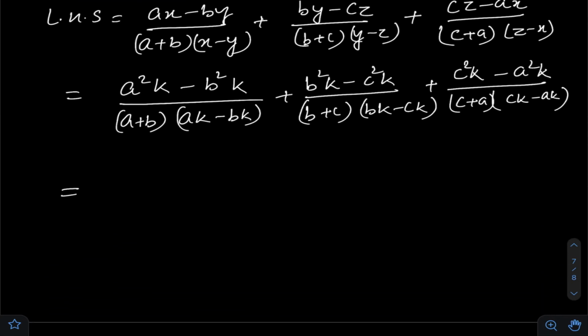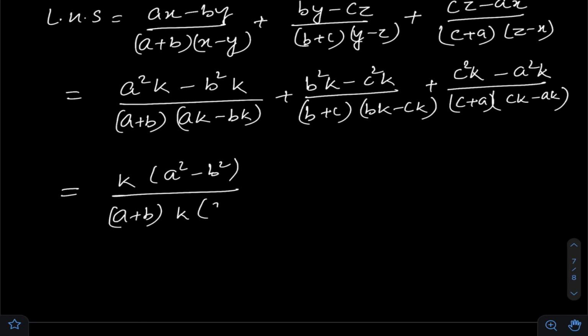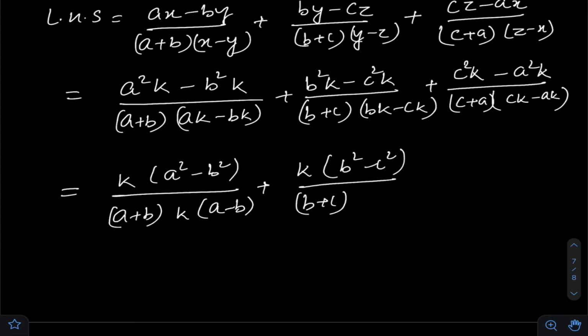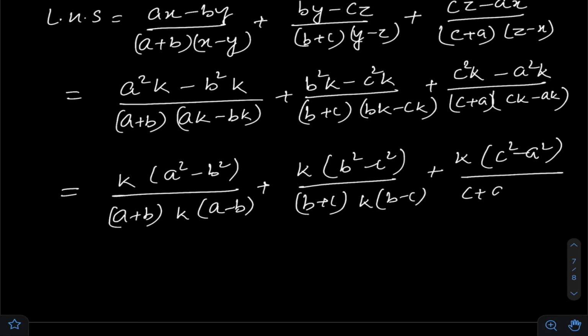Now we can see k is coming common in numerator, a plus b. In denominator also k is coming common, a minus b. Here also we will follow the same, b plus c, k is coming common, b minus c, k is coming common, c square minus a square, c plus a, k is coming common, c minus a.